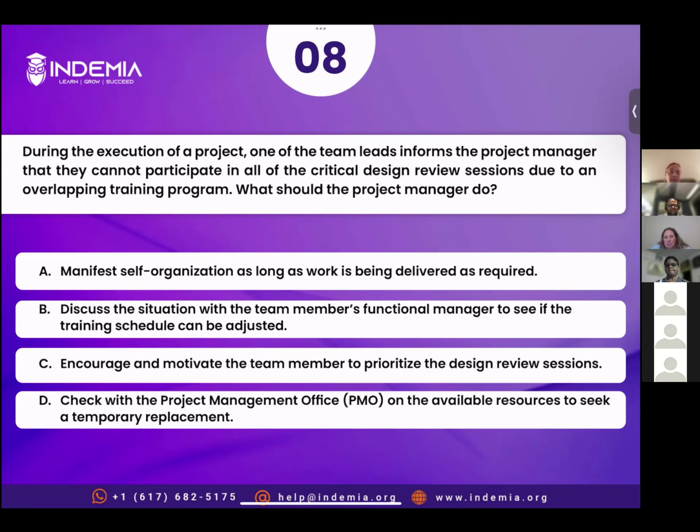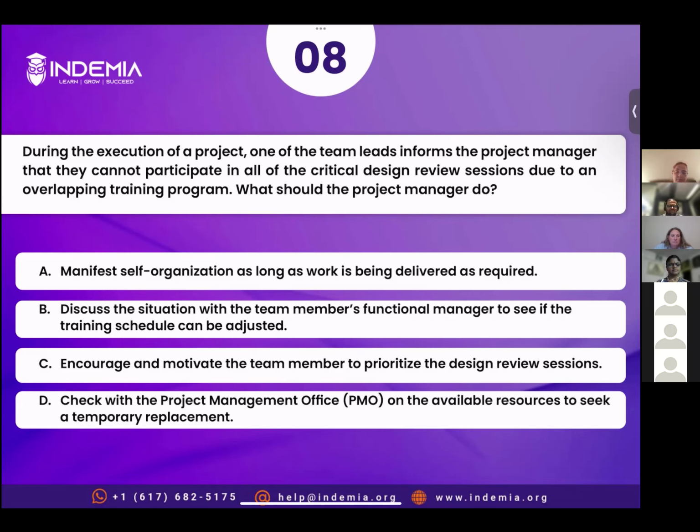And we just talked about how face-to-face is probably the best way to deal with issues. So if you can go to the manager and they can find a way to adjust the schedule, then they can attend the meetings, and that might be the best solution. All right, absolutely. So the correct answer is option B. Discuss the situation with the functional manager to see if the training schedule can be adjusted.